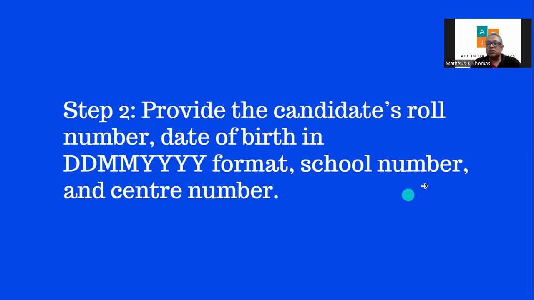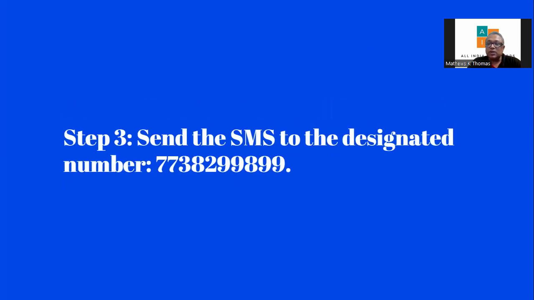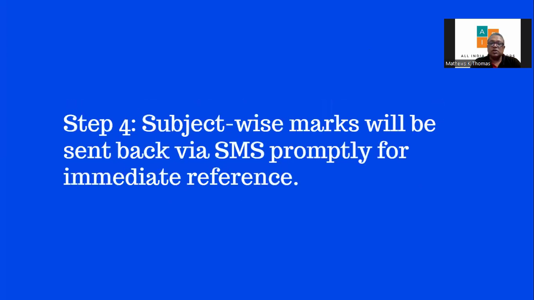And all this, you are going to send an SMS to, you can note down the number 7738299899, 7738299899. And as soon as you send this message to this number, your results will come on your phone number through which you have sent the SMS within a few minutes, and you will get your subject-wise marks. So this is the second way of generating.